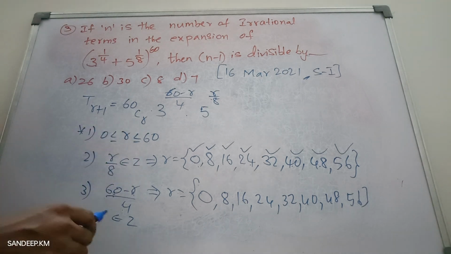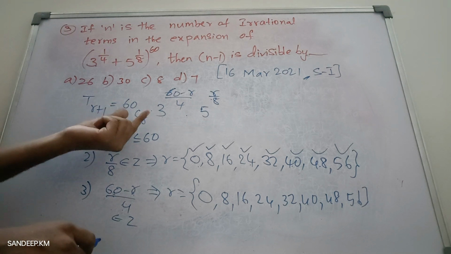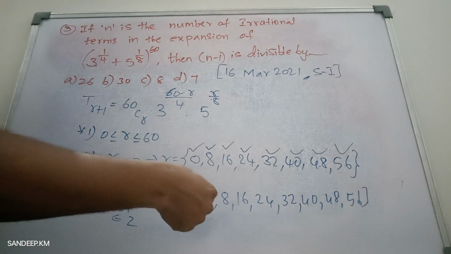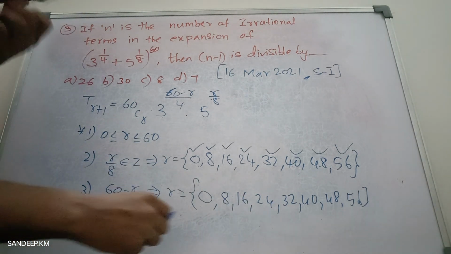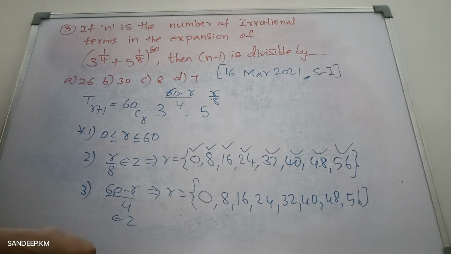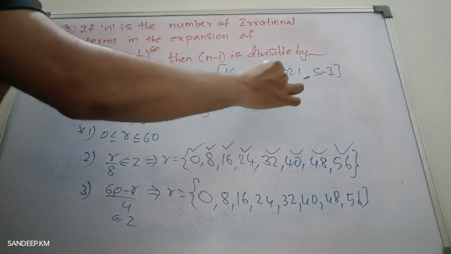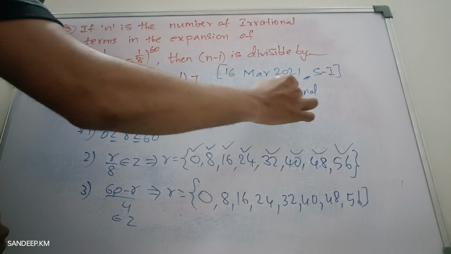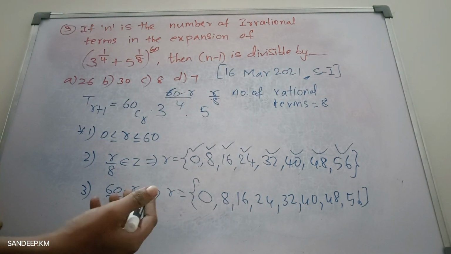So which means that for all these values of r, the general term becomes a rational term, right? Since all values of r are accepted here, how many values of r are there if you count? So then we will get 8 different values of r. Then how many rational terms? So therefore, dear students, the number of rational terms is equal to how much? 8. For 8 values of r, we have 8 rational terms.